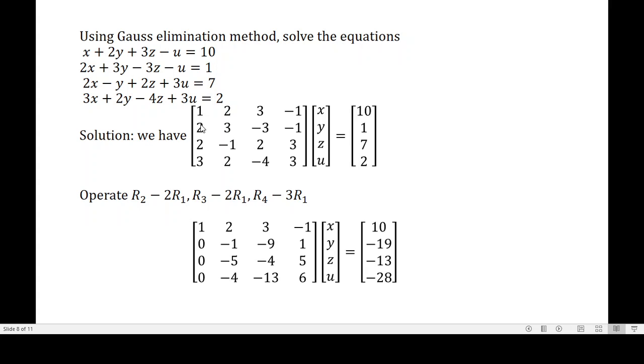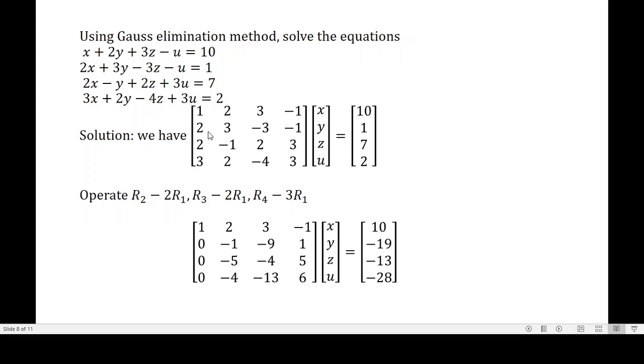Now let us reduce this coefficient matrix to an upper triangular matrix, which means the elements below the leading diagonal are 0. So these 6 elements in total we have to make 0. Now, let us perform elementary row operations.